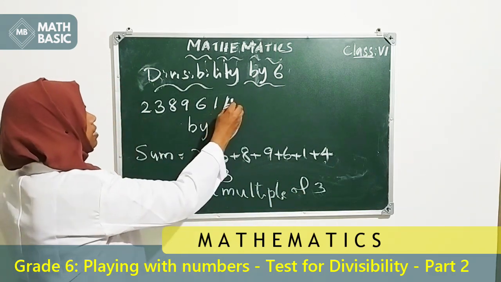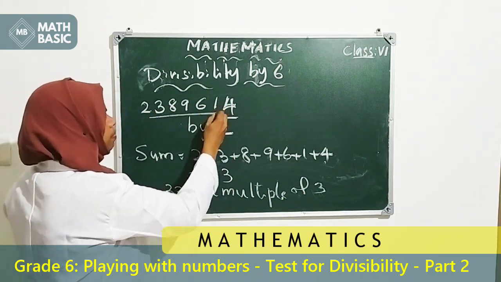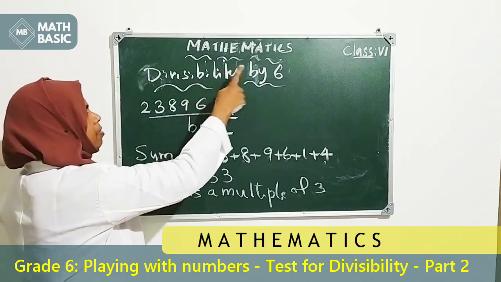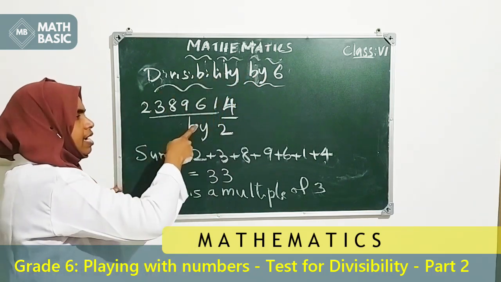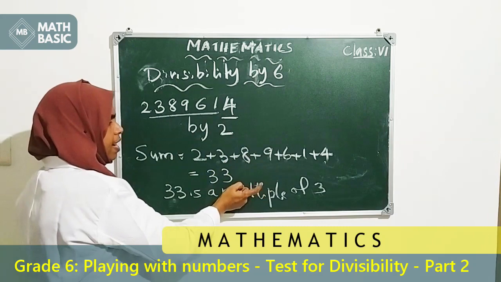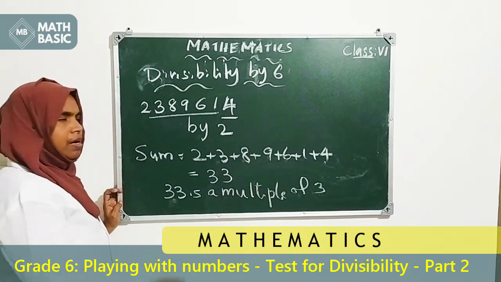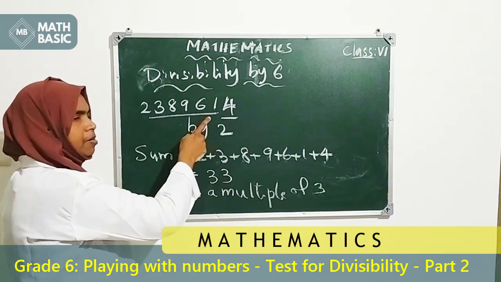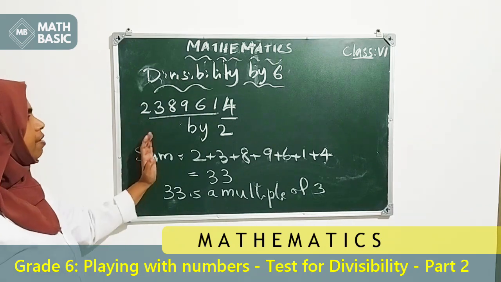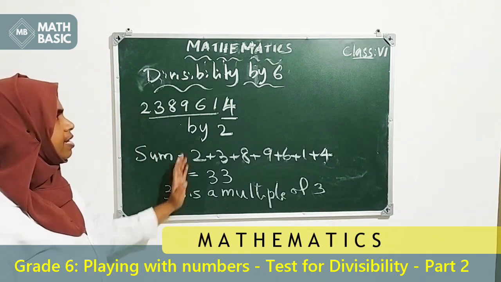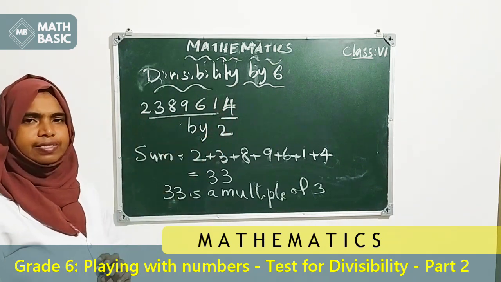Then, we can say that this number is divisible by 6, because it is divisible by both 2 and 3. We can say that this number is divisible by 6.